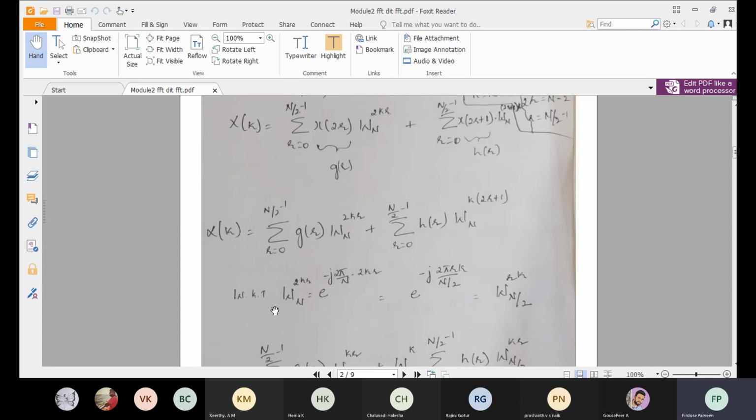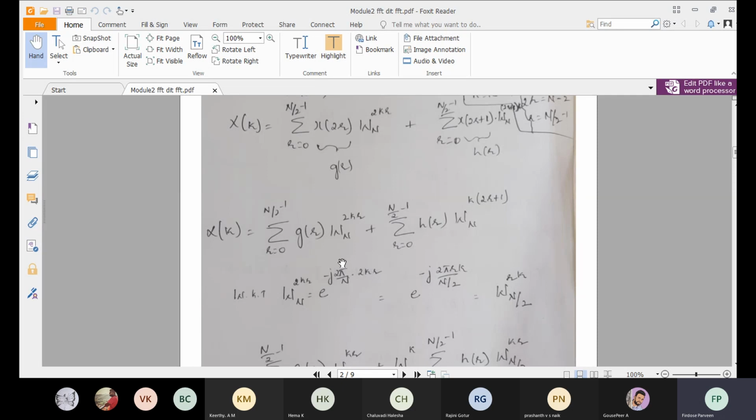Okay. So we know that W_n, what is W_n? It is nothing but e to the power of minus j 2 pi by n to the power of 2 kr. Okay. So now this 2 I will send it down. So e to the power of minus j 2 pi r k by n by 2. So this W_n is nothing but e to the power of minus j 2 pi by n. So what will be your W_n by 2? It is nothing but like this. Okay. So W_n by 2 to the power of r into k.